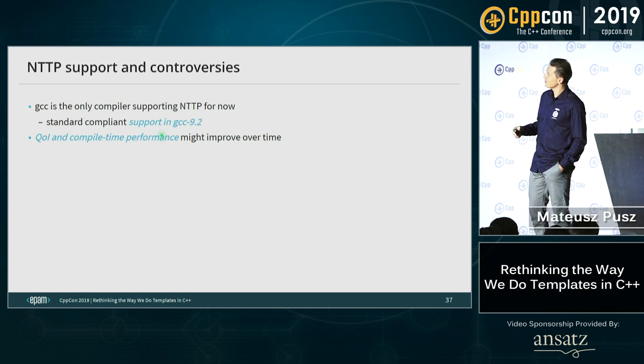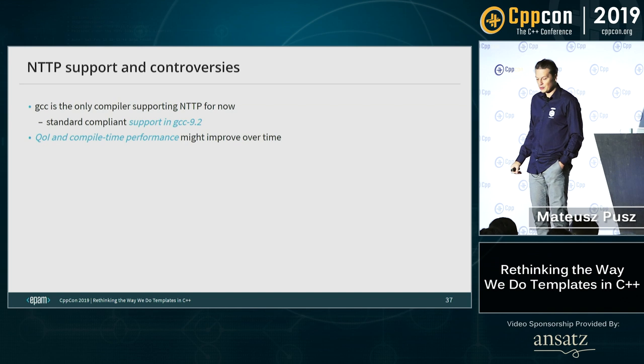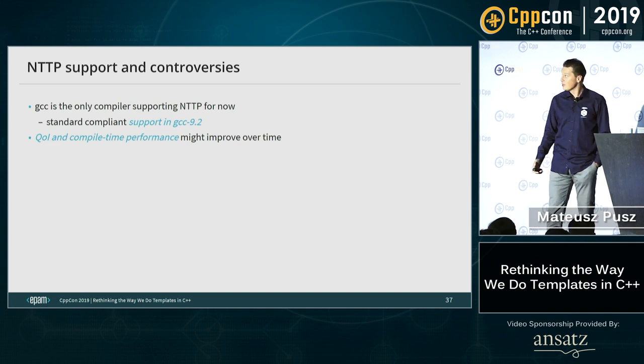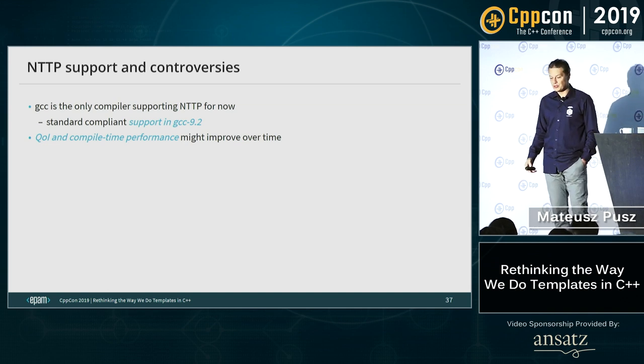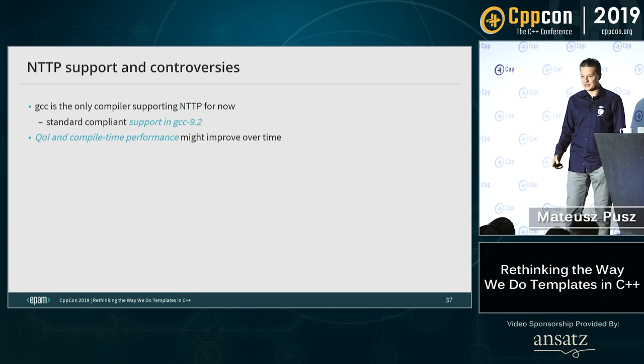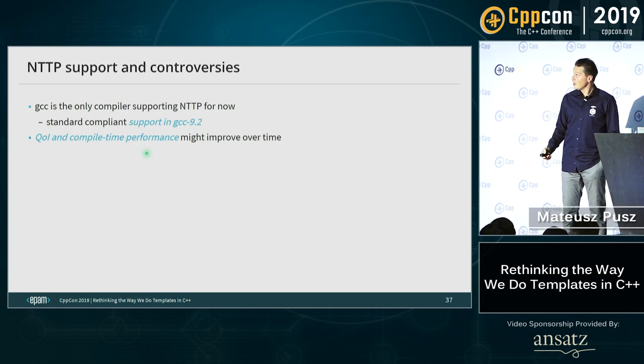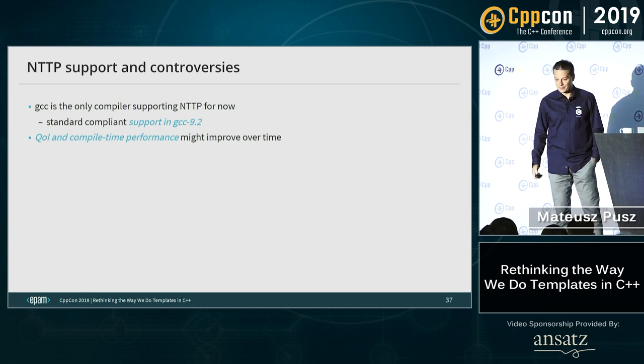Oh, there is one more slide, sorry. So basically, GCC is the only compiler that supports the non-type parameters right now. It's supported from GCC 9.2, in a good way, because there were some bugs in 9.1. And as this is a new feature, I expect that the quality of implementation will improve over time, of course.